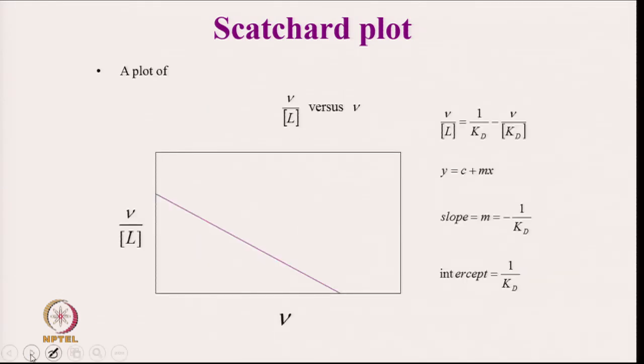So, if I plot nu by L versus nu, I will get an equation like this. So, slope will be given by minus 1 by K D, you see here minus 1 by K D, and the intercept will be given by 1 by K D. Basically, slope itself will give you minus 1 by K D. So, if I take inverse of this, I can get K D from the slope, or from the intercept also I can get the value of K D.